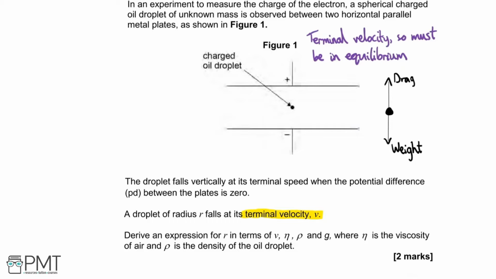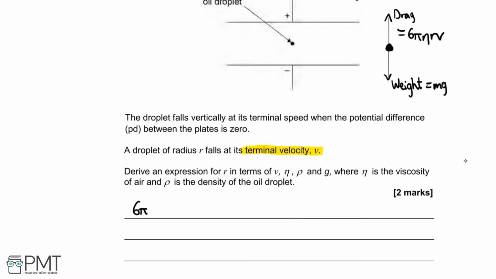If we write in the expression for the drag and the expression for the weight, the magnitude of the drag force is going to be 6 pi times eta times the radius of the droplet times v. And the weight is equal to the mass of the droplet multiplied by the gravitational field strength. So let's equate those in the answer space. Now bear in mind that in the question it's not asking for an expression in terms of m, so we need to make substitutions for m.